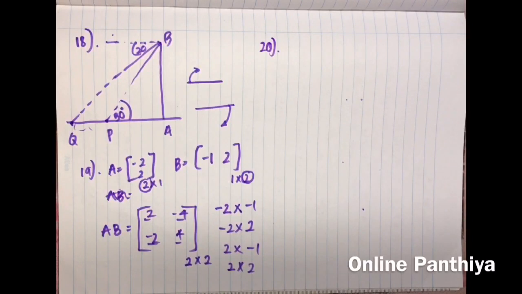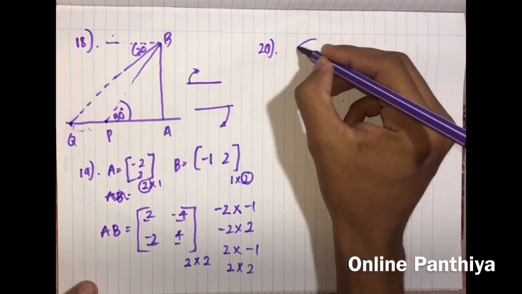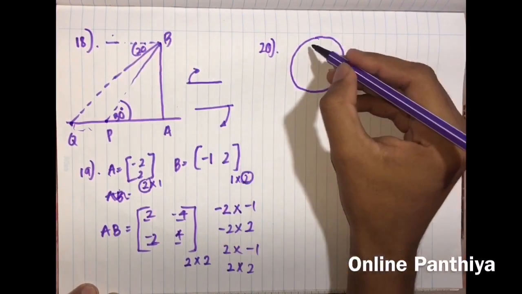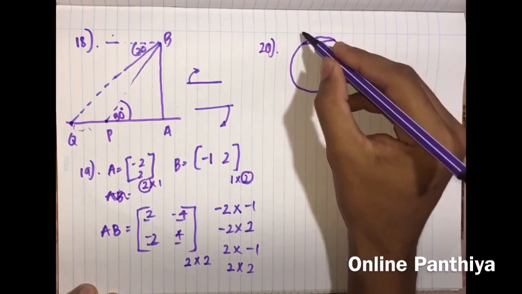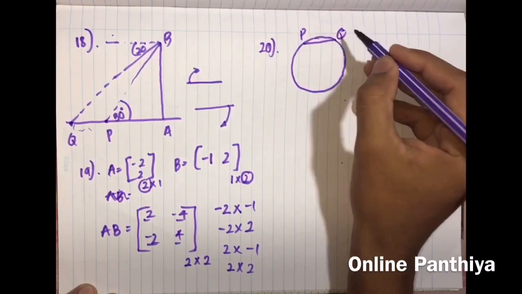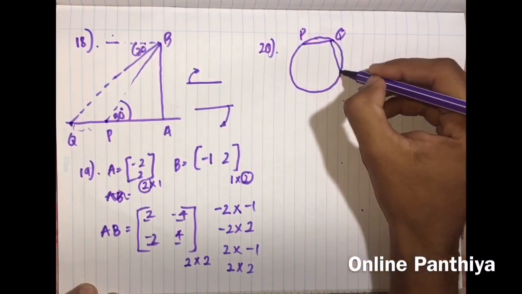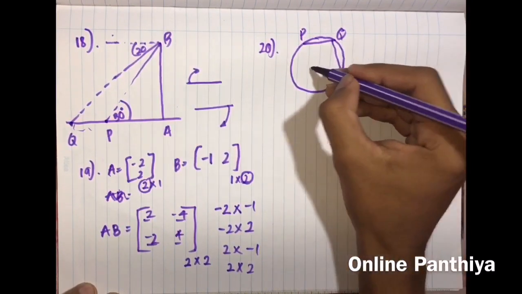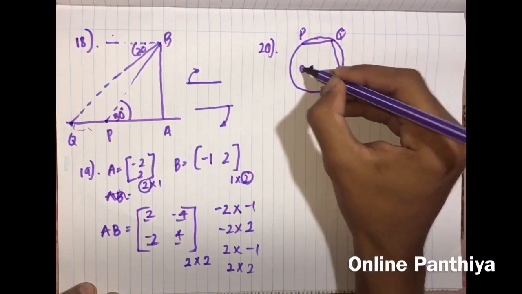Okay, 20th. According to the diagram, there are 3 points that lie on the circle with center O. Find the value of x using the information given. The diagram given is this. This is P, Q, R, and O is the center. Yes, O is the center.